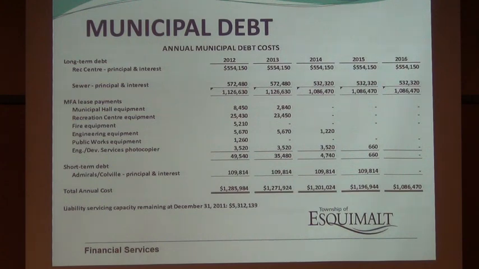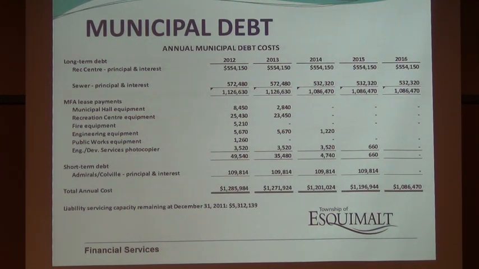I apologize for this one being as small, the printing on it being as small as it is. I wanted to put this information in front of you because this shows you how much total debt we have, debt payments we have as a municipality. So 2012, our total debt payments is just over $1.2 million. That's how much we pay in principal and interest for all the money that we've borrowed.